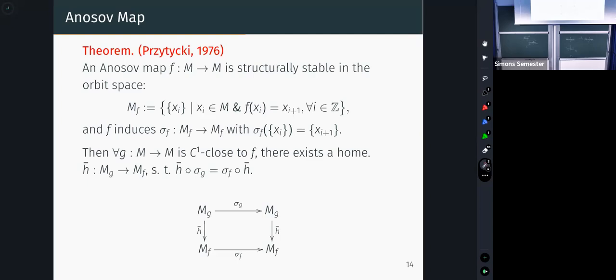Okay, but please be careful, as I just said, this homeomorphism in the orbit space usually you couldn't project down onto the zero section on the manifolds. Okay, so that's the thing. But yeah, you still have some kind of structural stability of Anosov maps.